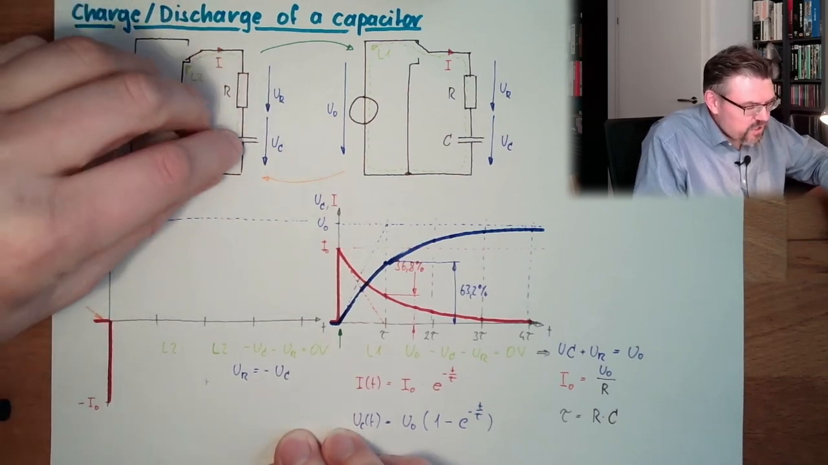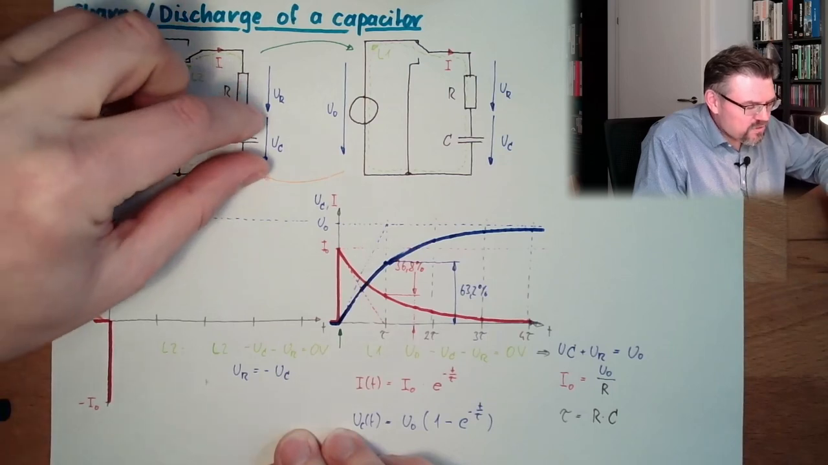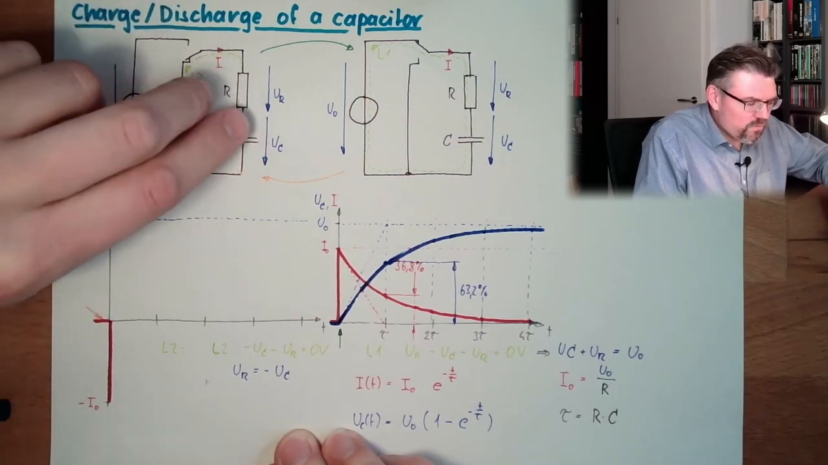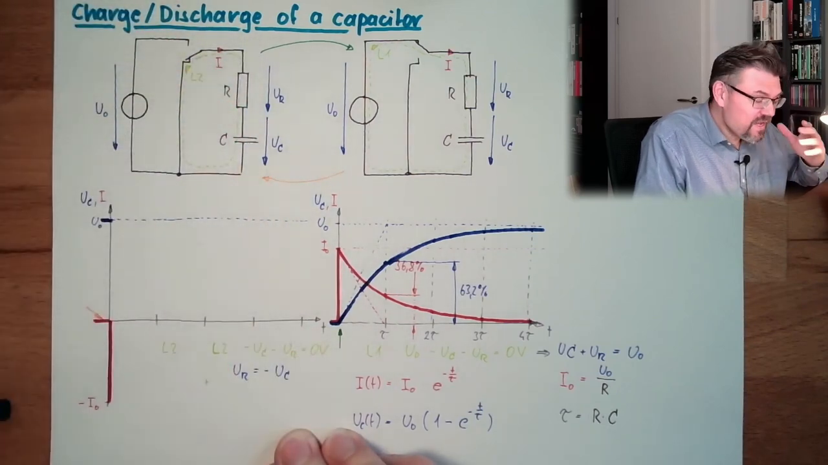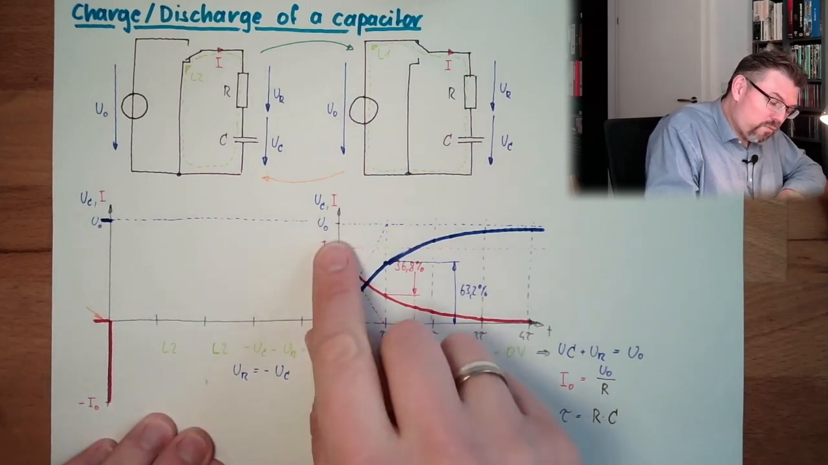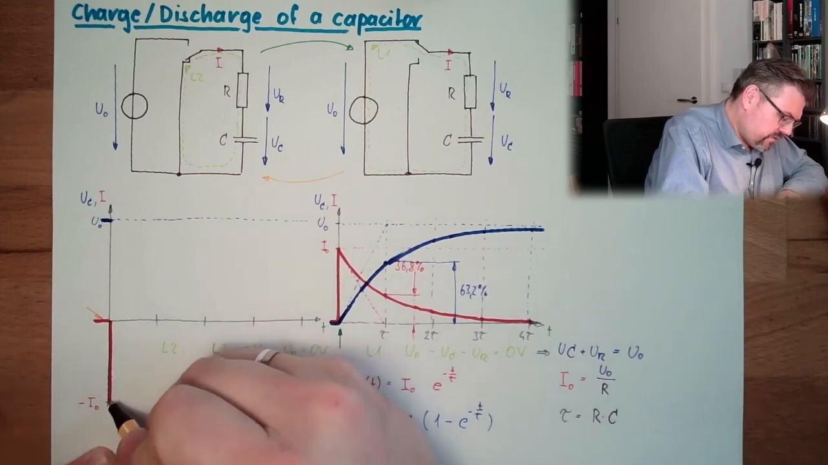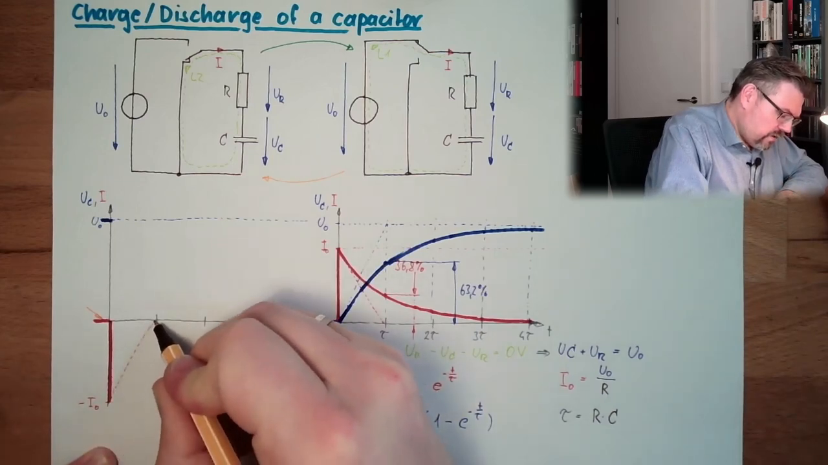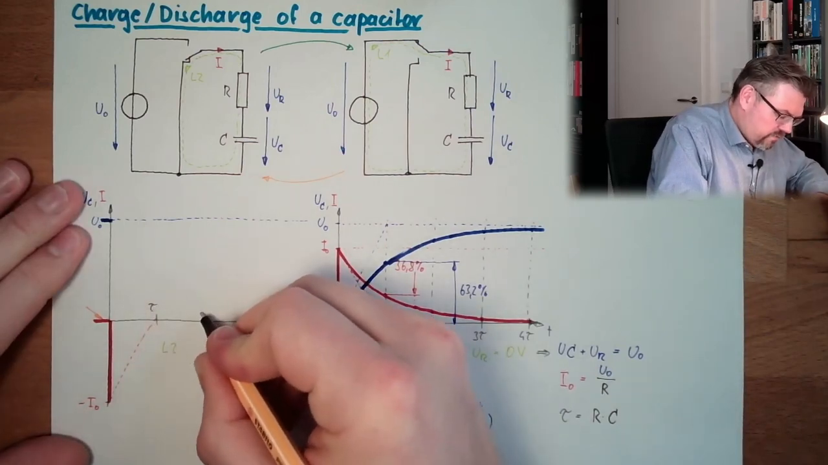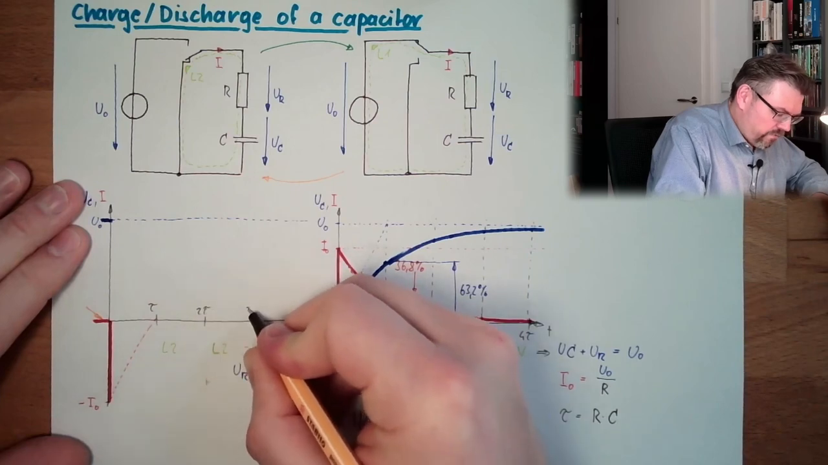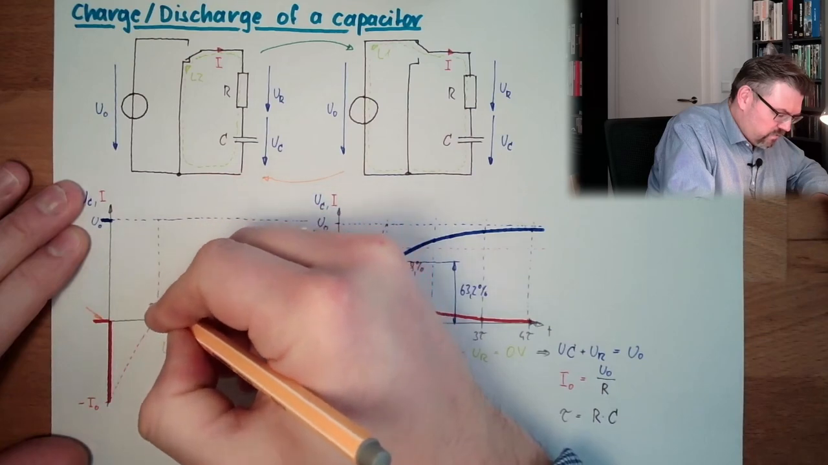If it's starting to discharge, the current will drain the charge from this capacitor, the UC will drop, and the current is getting smaller because UR is getting smaller. The smaller UR gets, the slower the discharge of the capacitor is getting. So it will probably look exactly like that, but the other way around. And this is exactly what I try to show you now. So here again, we have tau, 2 tau, 3 tau, 4 tau. So this is looking exactly the same as before.